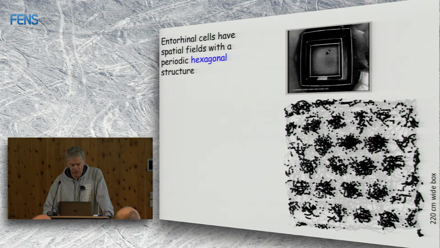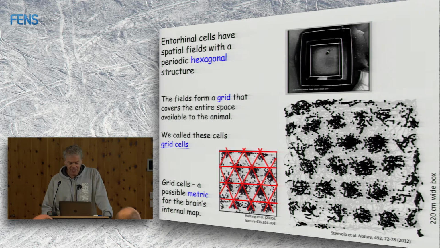I do want to show a slide of a grid cell. I understand that the same cell was already shown by Nahum, so you then both saw how nicely regular it is, and if you look closely into it, you also see that it's not so regular, so we'll come back to that. The triangular structure is clear, and that also explains why we call them grid cells.